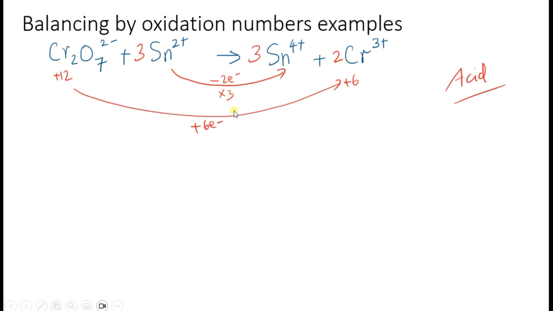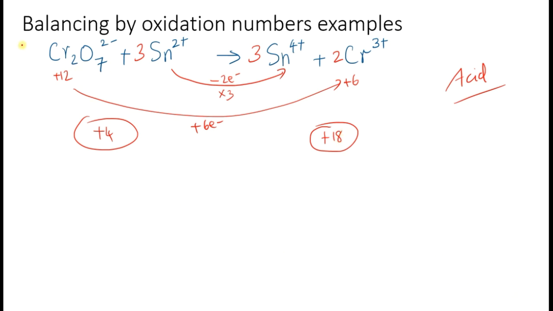And hydrogen. Okay, so check the overall charge on the left. What do you have? Minus 2, 6, 3 times plus 2 is 6. So you have a plus 4 charge on the left. You have 12 plus 2 times 3, 6, 18 on the right.